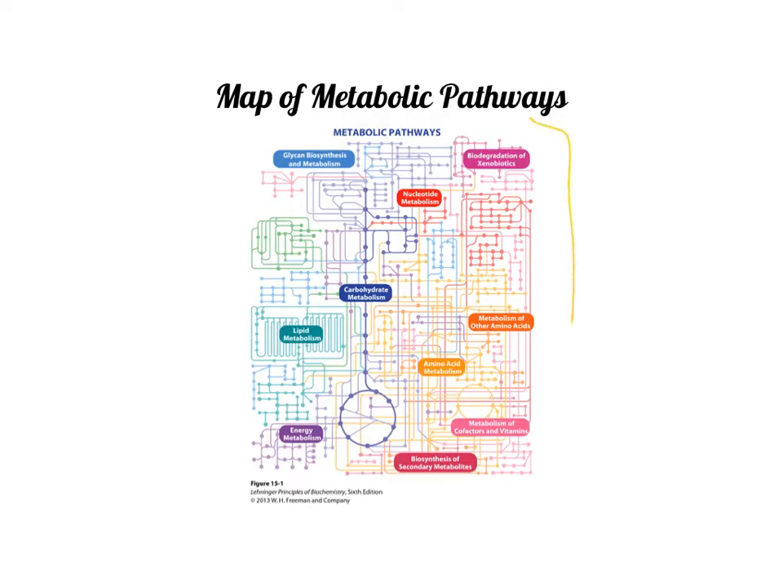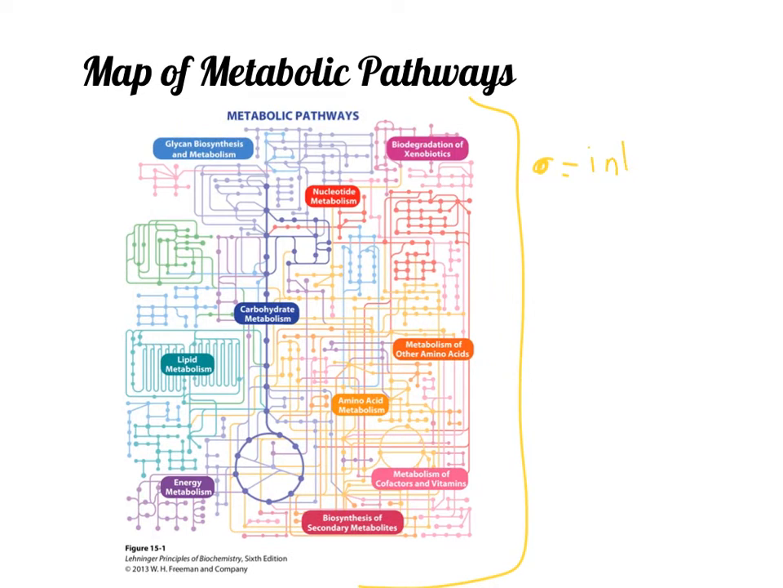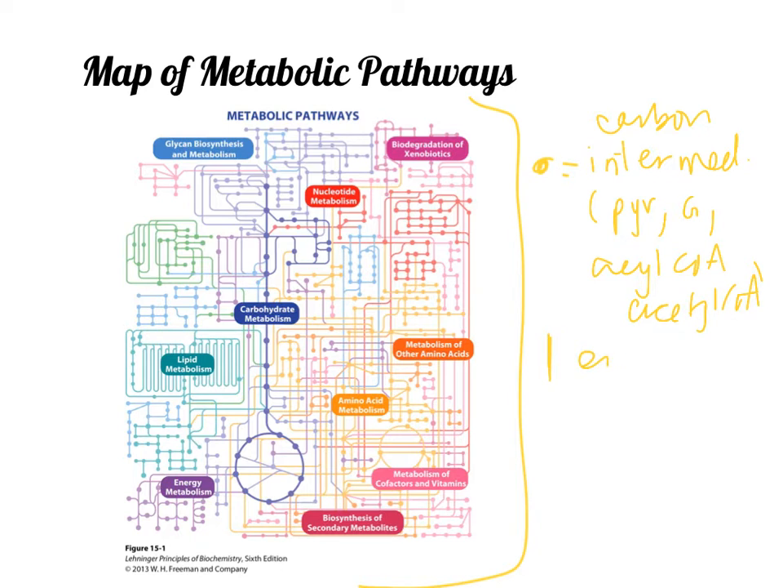Okay, this is a figure that you may see at some point in time. All the dots are intermediates. These are the carbon intermediates, so things like pyruvate, glucose, acyl-CoA, acetyl-CoA. And all the lines are the enzymes that catalyze the reactions. So you can see that this one looks pretty nice because they've color-coded it.